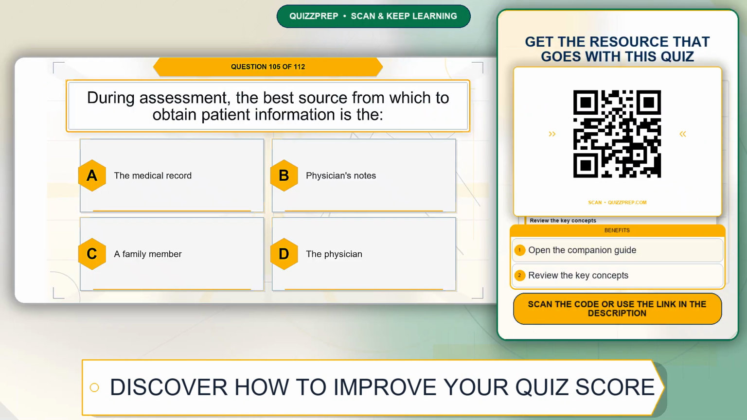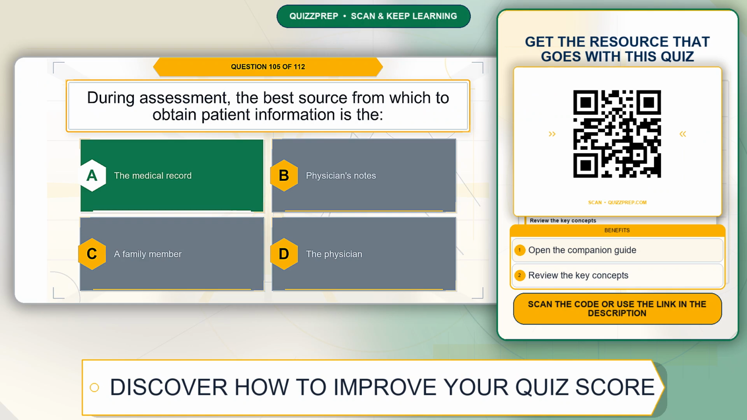Question 105. During assessment, the best source from which to obtain patient information is the option A, the medical record. Option B, physician's notes. Option C, a family member. Option D, the physician. The correct answer is option A, the medical record.